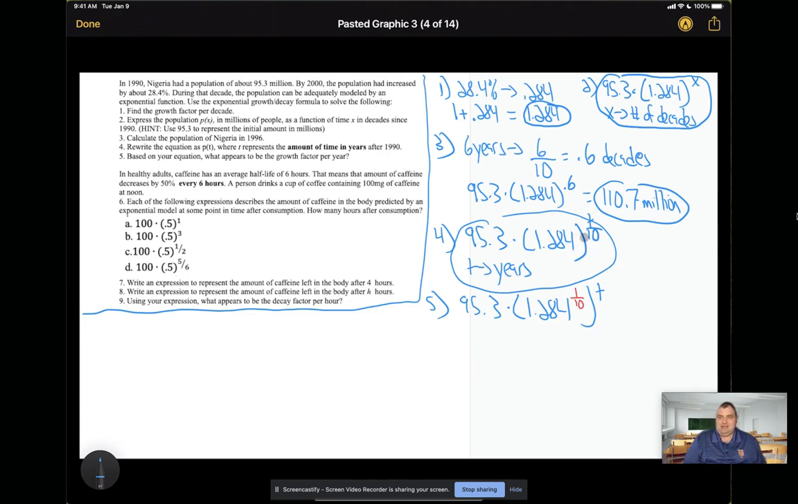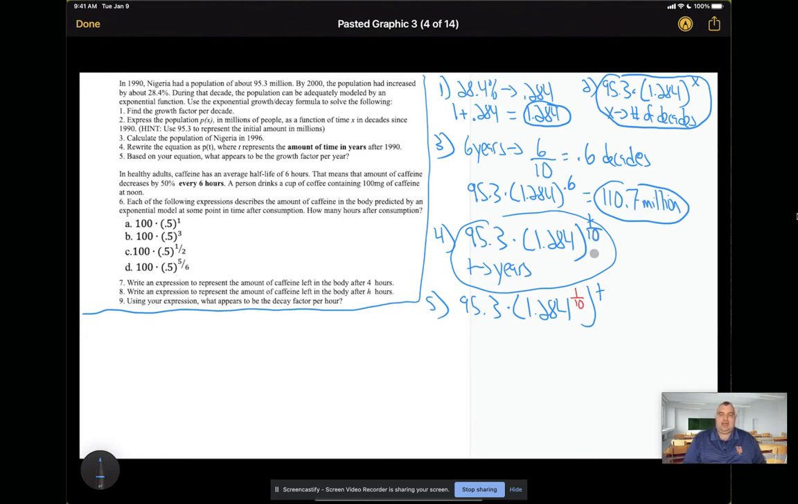The 95.3 stayed the same. The 1.284 stayed the same. But look at what I did here. I took t over 10 and I rewrote it as 1/10 times t. Is 1/10 times t equal to t over 10? The answer is yes. So is what I did here mathematically legal, as I like to say? Yes, because 1/10 times t is equivalent to t over 10.